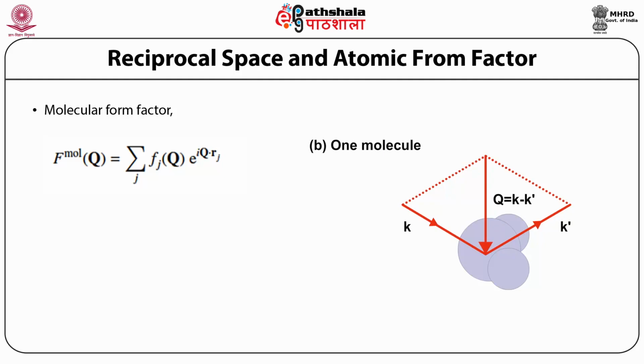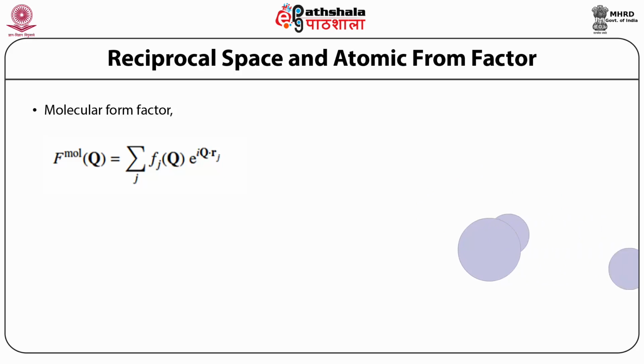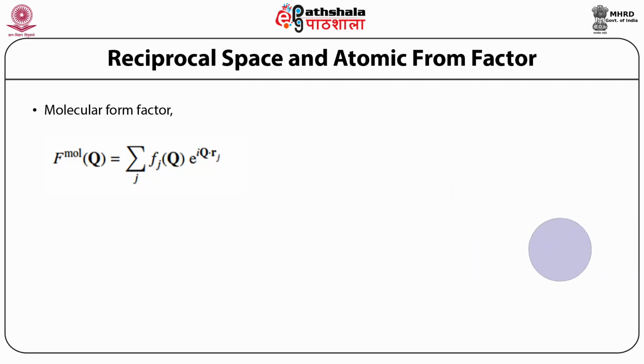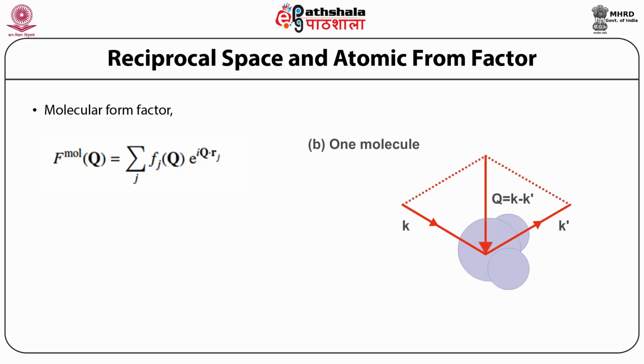So the different atomic form factors are added up by multiplying a proper phase factor. It is important because when you are talking about interference, this is the amplitude which you need to talk about, and this molecular form factor is an amplitude. So that tells us how we need to add up this atomic form factor in a given molecule.